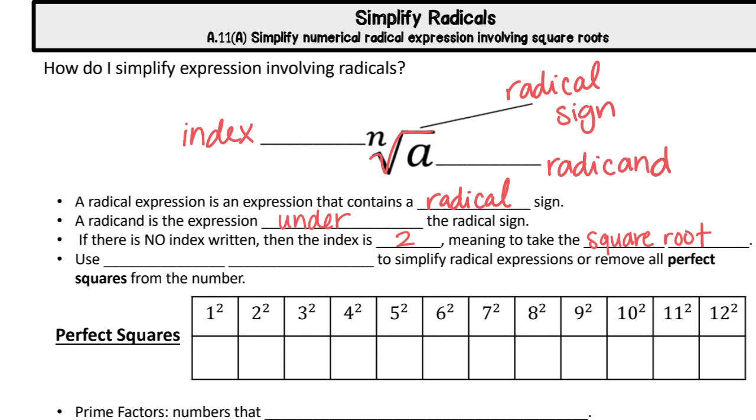And how we are going to simplify these expressions with radicals is we are going to be using a factor tree to simplify the radical expressions, or remove all perfect squares from the number.